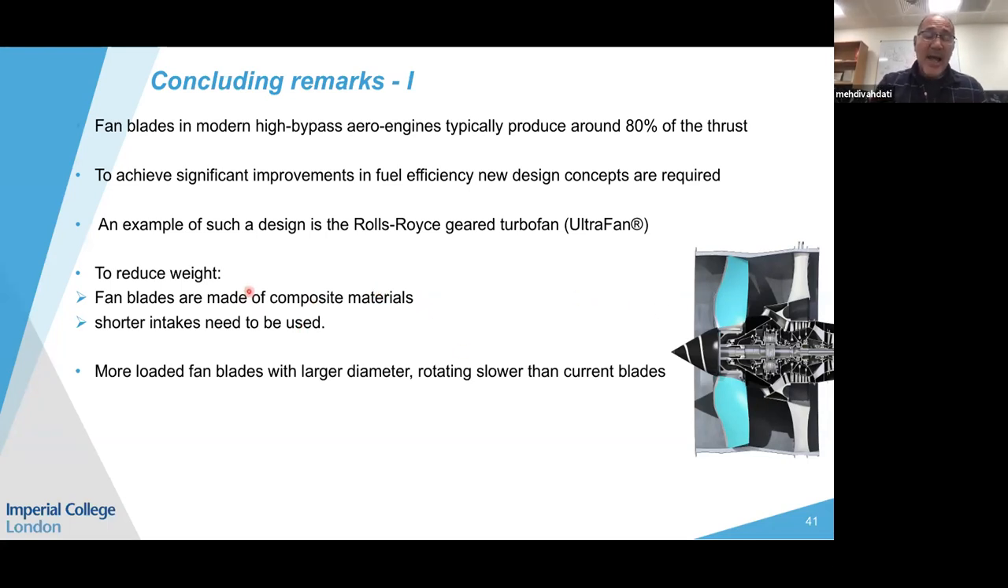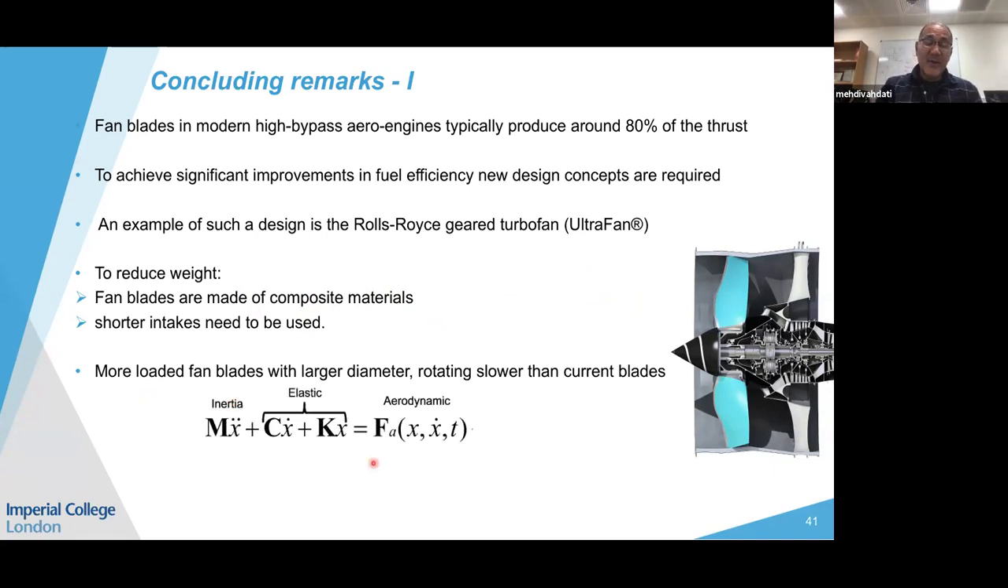Also, to reduce the overall drag and the weight of the propulsion system, i.e. the aircraft with the engine, you use a shorter intake. And these are lower speed fan blades, so by nature they become more loaded, with higher diameter loading.